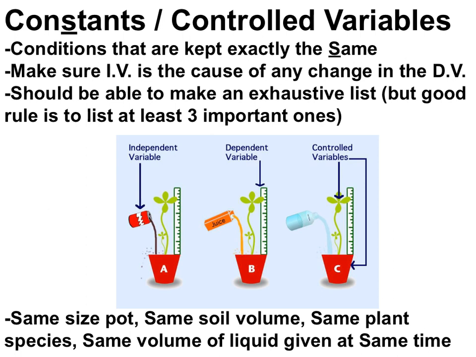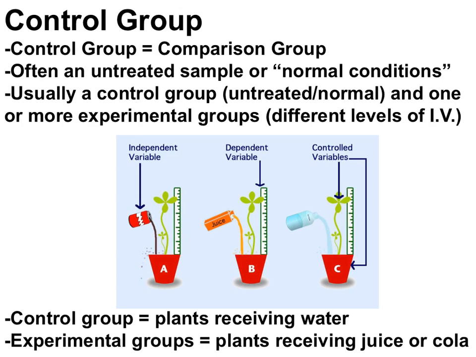And hopefully the plants are receiving the same volume of liquid being watered at the same time of day. Whole bunch of constants. Finally, we have the control group. The control group is used as a comparison in an experiment. A good example of a control group is a group that doesn't receive a treatment or independent variable.